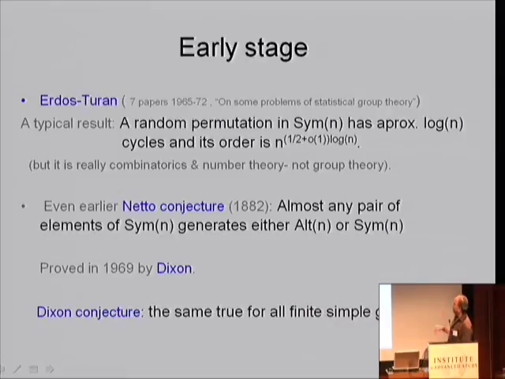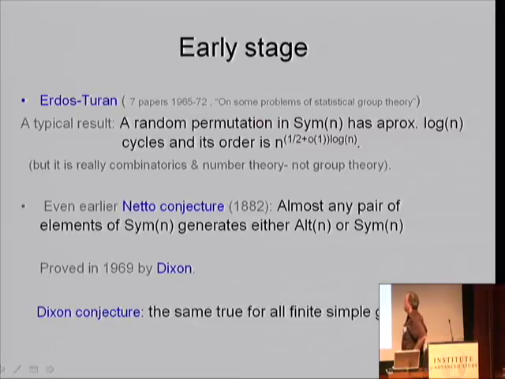If one wants to claim a more ancient history, we can go to Netto's conjecture. Well, as in many cases, it was called Netto's conjecture only after it was proved. But anyway, already in 1882, Netto wrote in a paper that almost any pair of elements of the symmetric group will generate either the alternating group or the symmetric group. Of course, you cannot say that they will generate the symmetric group. The alternating group is of index 2, so with probability 1/4, both of them will be inside the alternating group. But the expectation is that they will generate either the alternating group or the symmetric group.